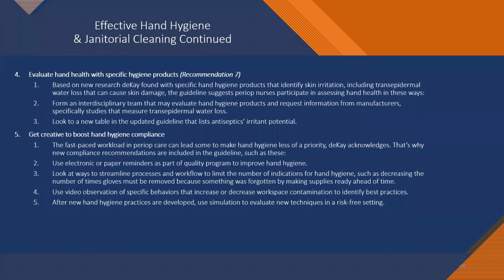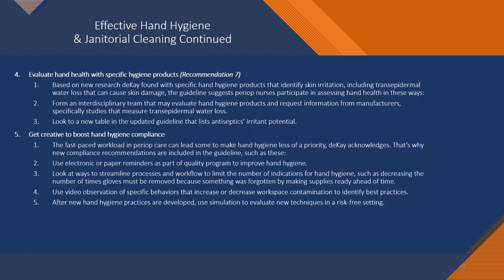And 5 is to get creative to boost hand hygiene compliance. The fast-paced workload in perioperative care can lead some to make hand hygiene less of a priority. That's why new compliance recommendations are included in the guidelines, such as use electronic or paper reminders as part of a quality program to improve hand hygiene.